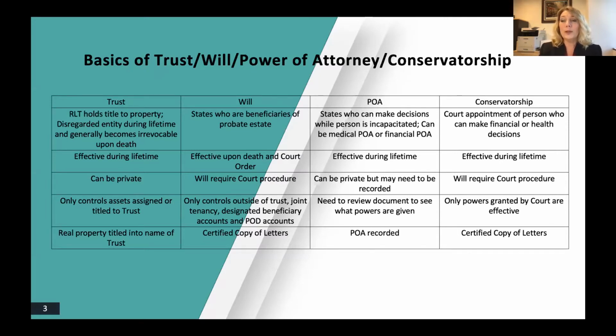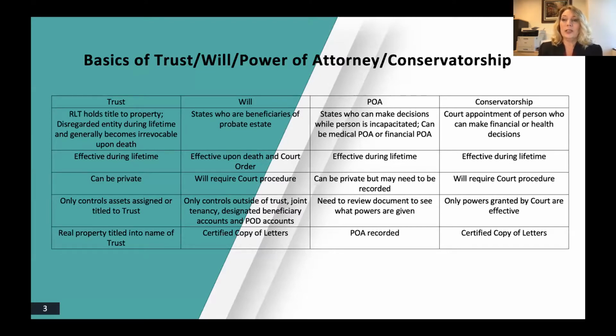A will only becomes effective, one, upon the death of the person, and two, upon a court order. Unless the court has appointed that person as executor, it does not matter what the will says. They do not have the power to act. It only is effective when the court appoints the executor. And it only controls assets that are outside of the trust, outside of a joint tenancy, outside of a designated beneficiary account like a life insurance, and outside of payable on death accounts.